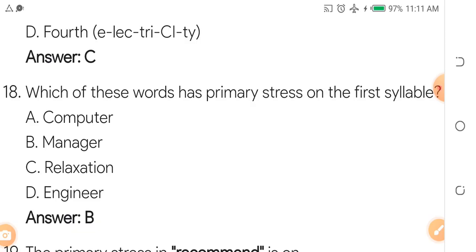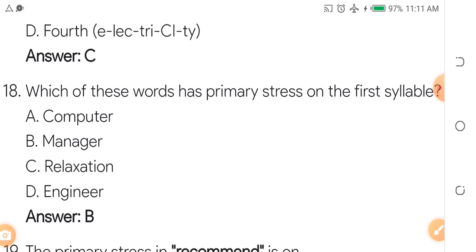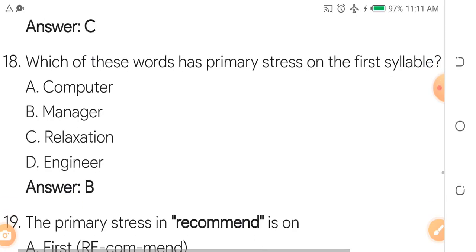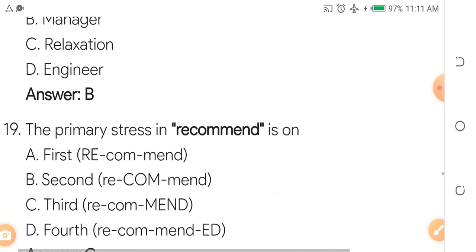Which of these words has primary stress in the first syllable? A, computer. B, manager. C, realization. D, engineer. The answer is B, manager. Manager. The main stress is in the first one.